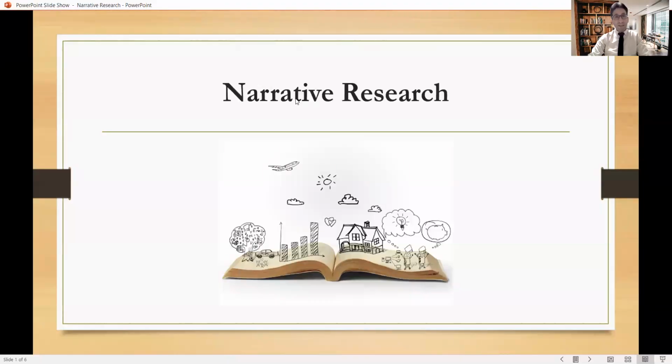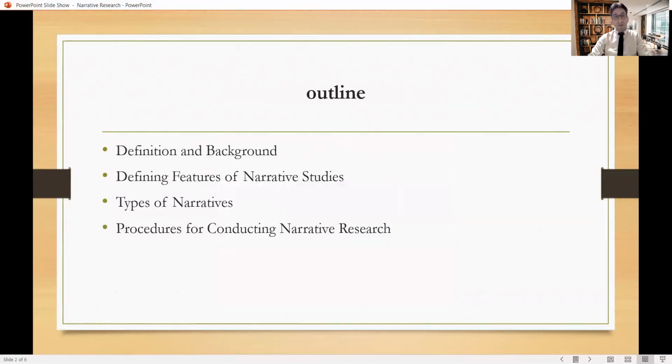Today's topic is narrative research. And during this session, we will focus on definition and background, defining features of narrative studies, types of narratives, and also at the end, procedures for conducting narrative research.